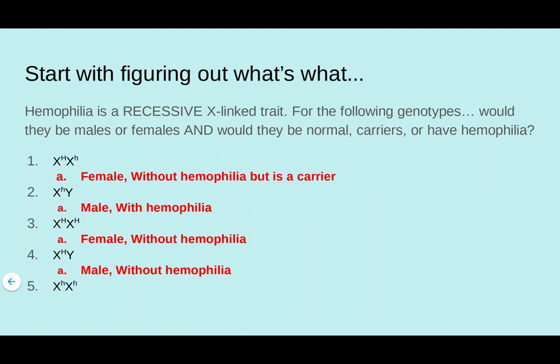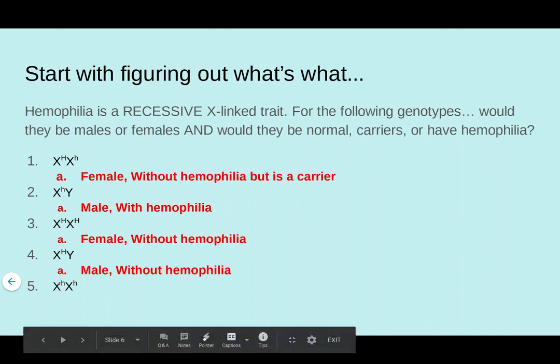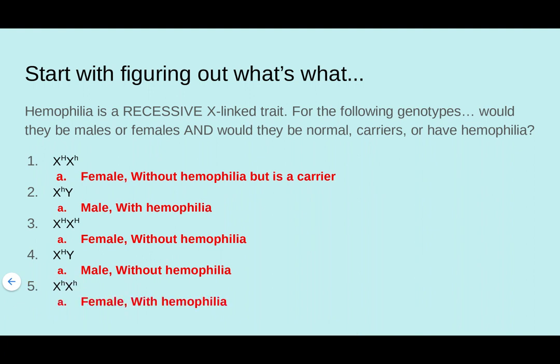Last one, XX, tells me right away that is a female. And both of those X's carry the recessive allele. So this is the only way that a female would show a recessive sex-linked trait, if both of the X's carry that recessive allele.